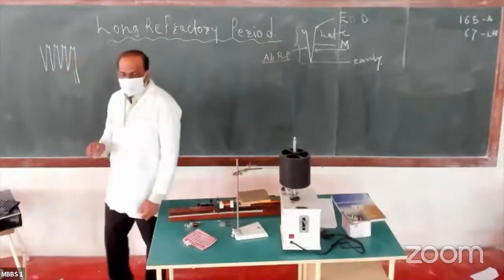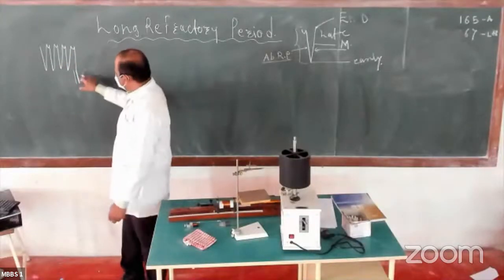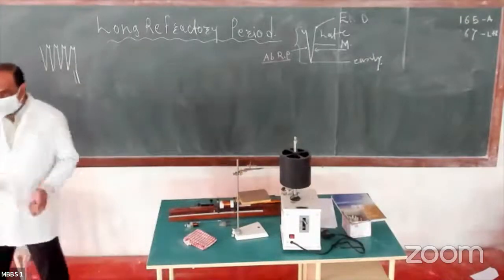Why am I emphasizing this point? Because what happens at this level? Your graph should be in this form.